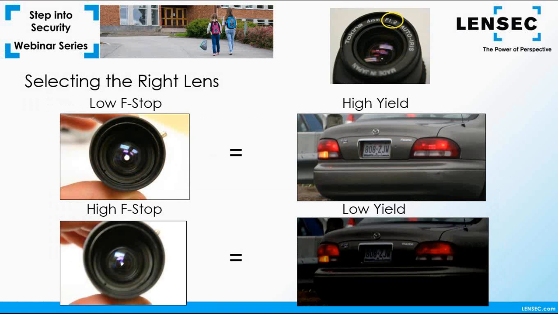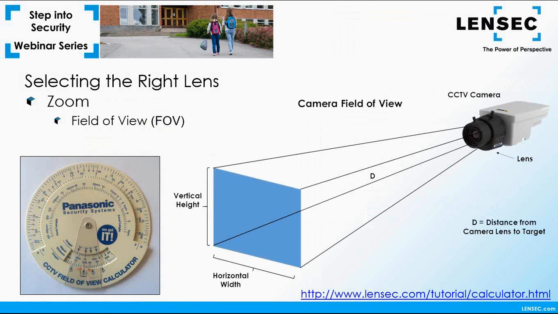So it's pretty simple. When you're calculating your field of view from a security camera, it's important to know some key information. The most important fact is to know the distance from the camera to the target. That's where we see in our example here where we have the D in our diagram.